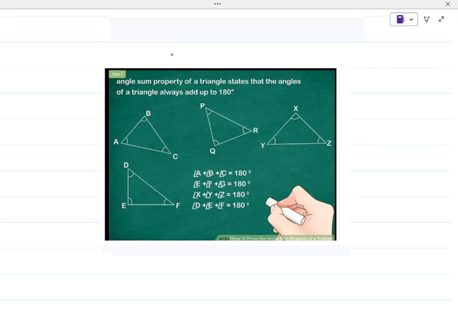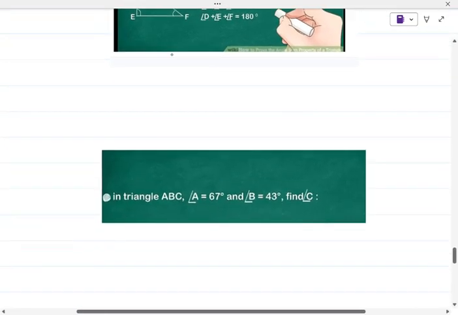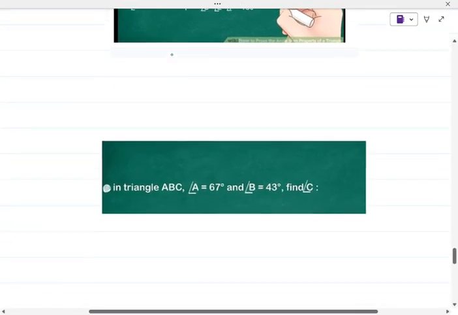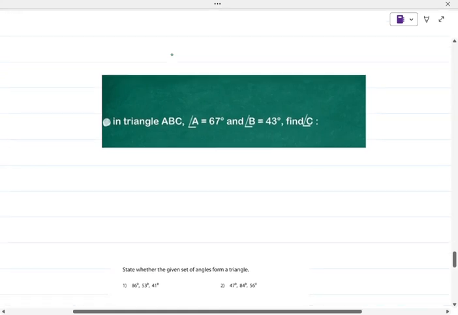Same way, this is the angle sum property. We call it A plus B plus C, P plus Q plus R, angle X plus angle Y plus angle Z is 180 degrees, angle D plus angle E plus F is 180 degrees. These are all called the angle sum property of a triangle. That states that the angles of a triangle always add up to 180 degrees. When we add, it will become 180 degrees. For example, I am having a sum like this.